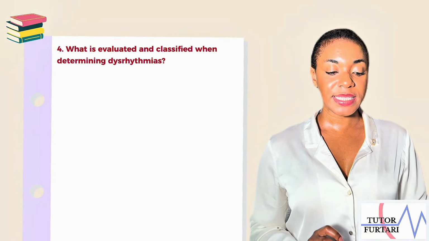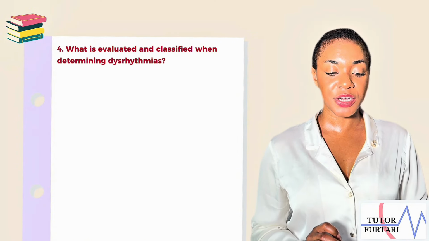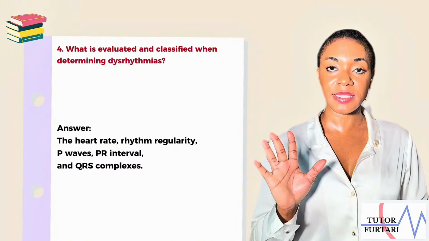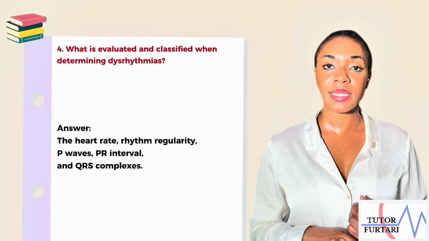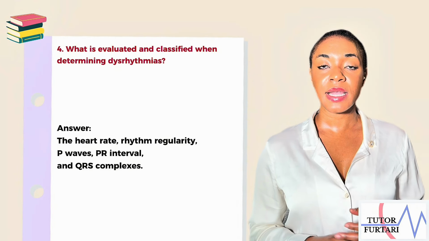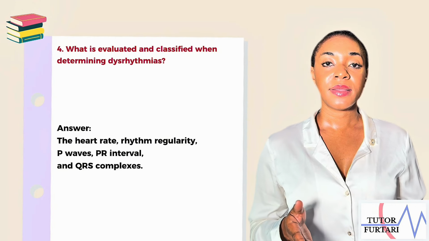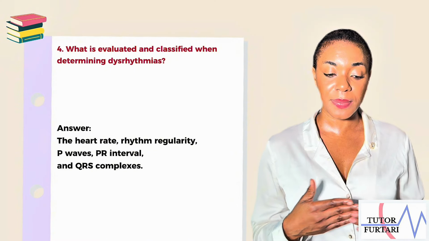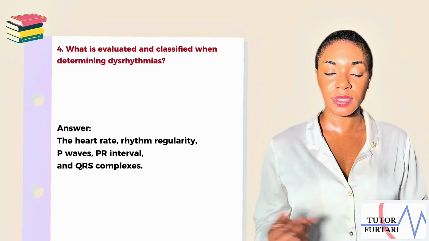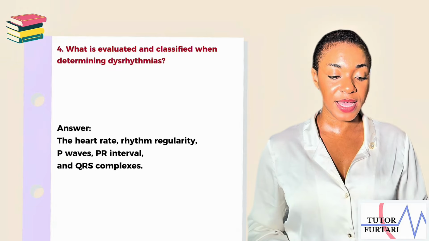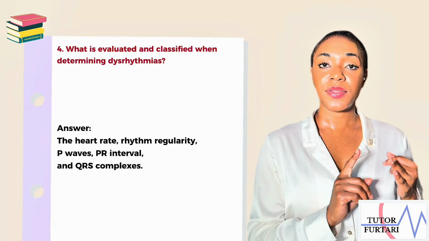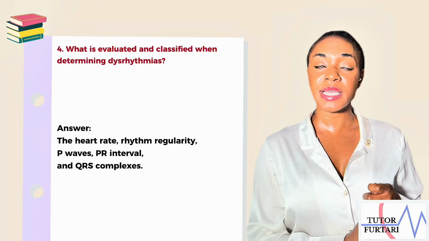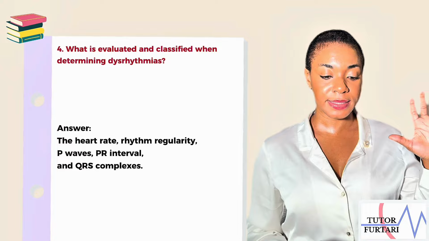4. What is evaluated and classified when determining these arrhythmias? There are about 5 things to check for. We have the heart rate, the rhythm regularity, the P wave morphology, the presence of a P wave for every QRS complex, and the PR interval. So those are the 5 things. The heart rate, the heart rhythm, the PRI, the P wave morphology, and the QRS complexes.